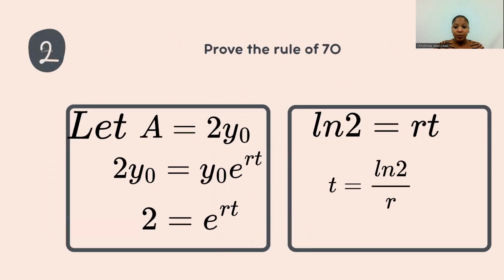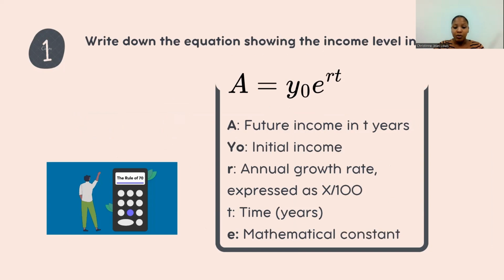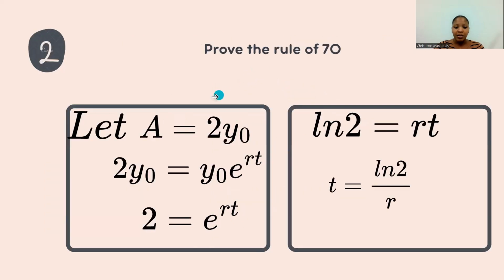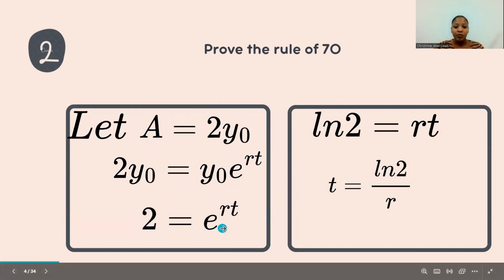Now let's try to prove the rule of 70. So we state that A equals Y0 e to the power of RT. Now let's suppose that A in T years will equal 2Y0. Now, if we replace 2Y0 into the equation, we will have 2Y0 equals Y0 e to the power of RT. And if we cancel out Y0, we will have 2 equals e to the power of RT.